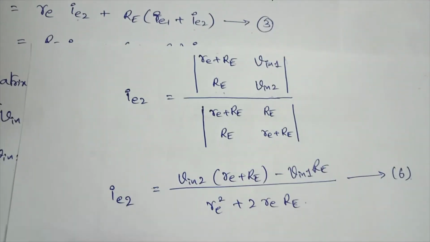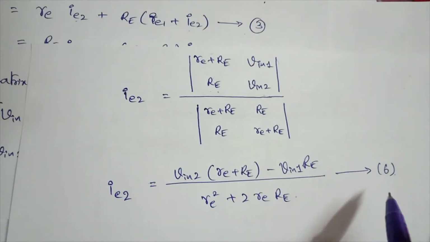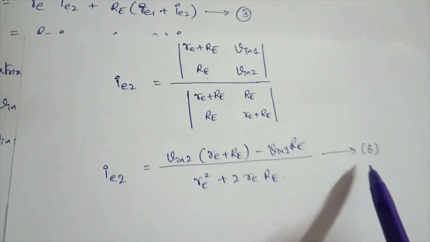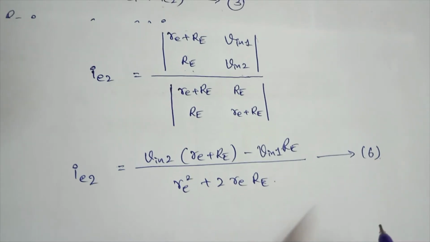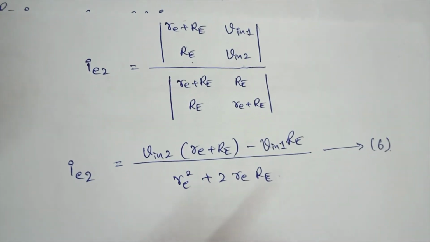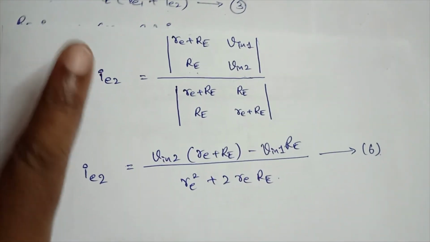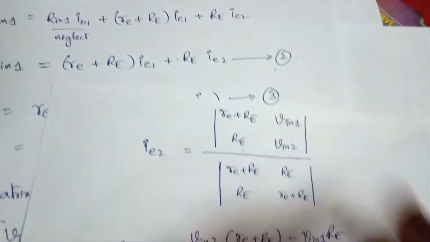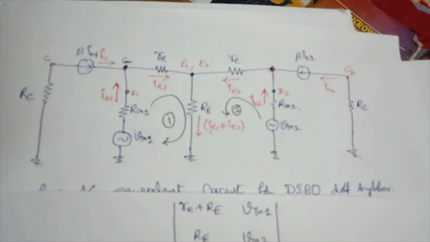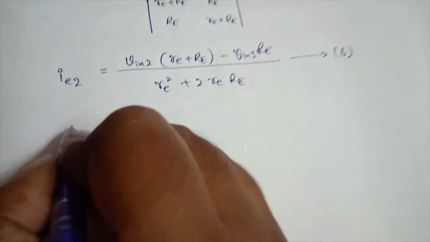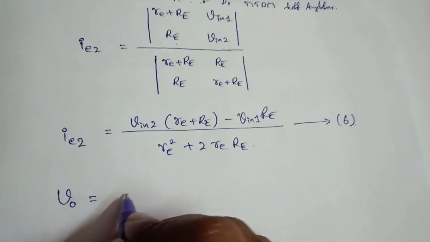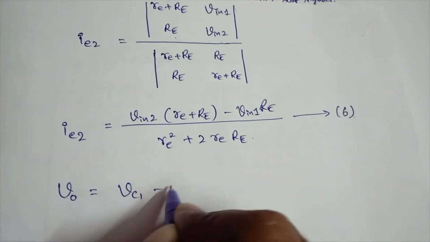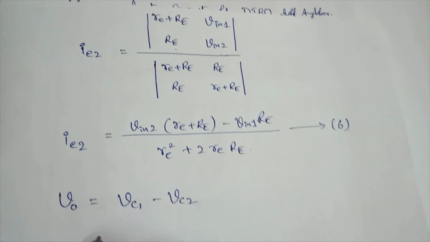So we are getting two equations, IE1 and IE2. Equation 5 gives the IE1 value, equation 6 gives the IE2 value. Now let us find the output voltage. So how can you find the output voltage? From the circuit we already know that the output voltage is nothing but the difference between the voltages at the collector terminals. We can take VC1 minus VC2 or VC2 minus VC1.